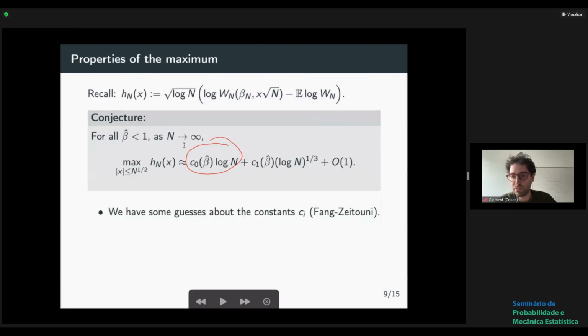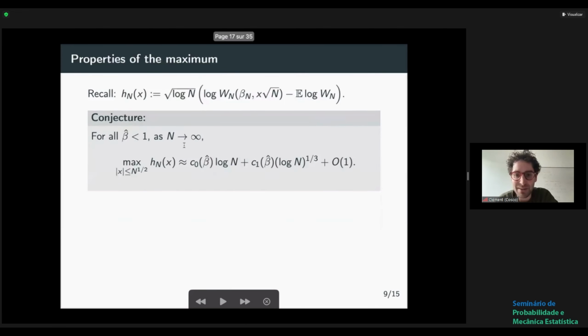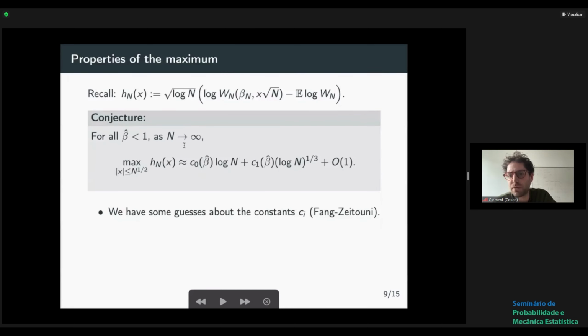No question again. Is C1 positive or negative? I don't know. Let me check here. Probably negative, I would say. I think negative, but we can check maybe in Zeitouni.